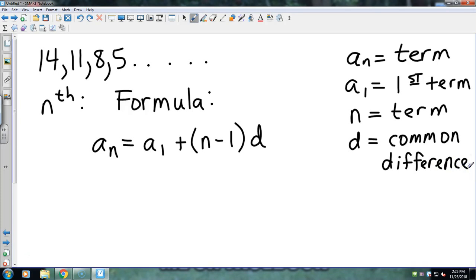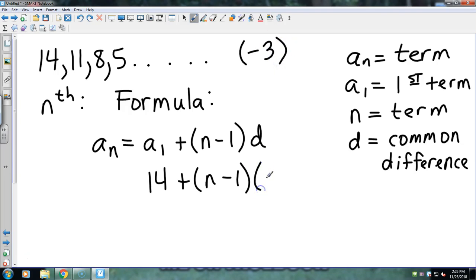So let's plug in what we have. I don't want to find the 50th term yet. I just want a formula where I can find that term. So that's going to be a sub 1, which is 14, plus n minus 1, because I could let n be anything. And then my difference in this case, because I go from 14 to 11, 11 to 8, 8 to 5, is negative 3. I'm going down 3 each time.